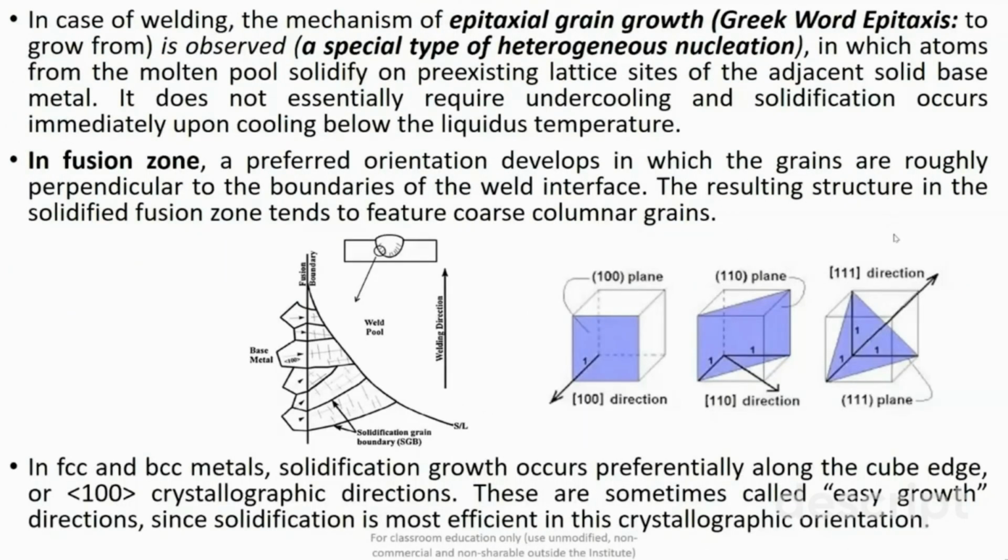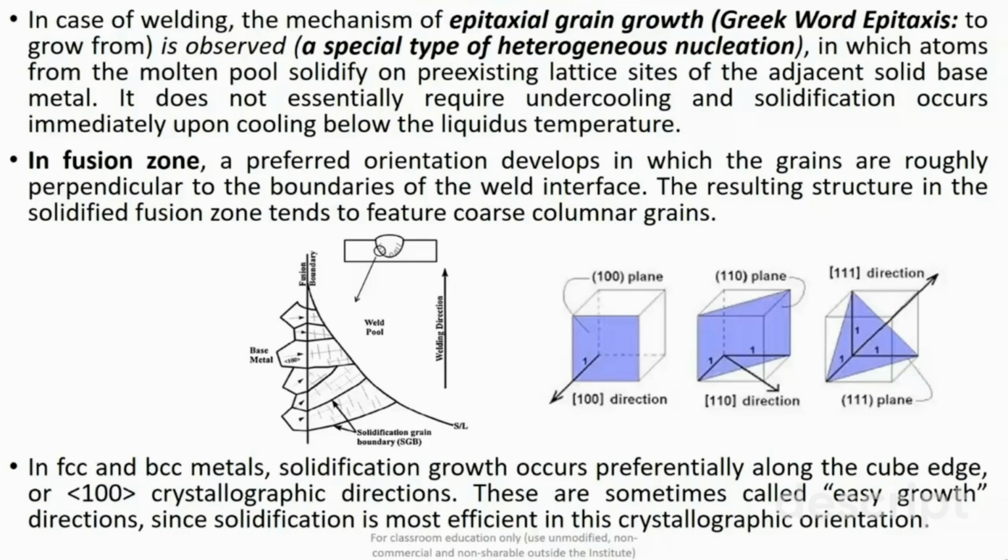I told you that another important type of nucleation is happening in case of the welded structure, which is your epitaxial grain growth or epitaxial nucleation. This word is derived from a Greek word called epitaxis, and its meaning is to grow from your grains within the weld pool or in the solidified zone. It is growing from some particular nucleation sites. And what are those nucleation sites? In this particular epitaxial grain growth or nucleation, the atoms from molten pool solidify on the pre-existing lattice sites of the adjacent solid base metal.